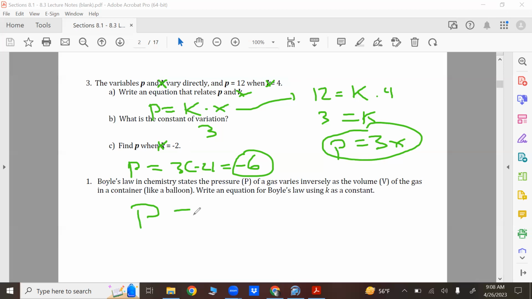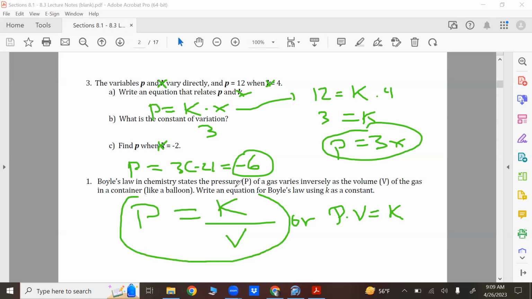So pressure is going to equal K over V, or P times V equals K. And you don't have to write this down, but you have seen this in your chemistry class, like P1 V1 equals P2 V2. Same thing. It's not any different. So there's your formula. Done. That's all.